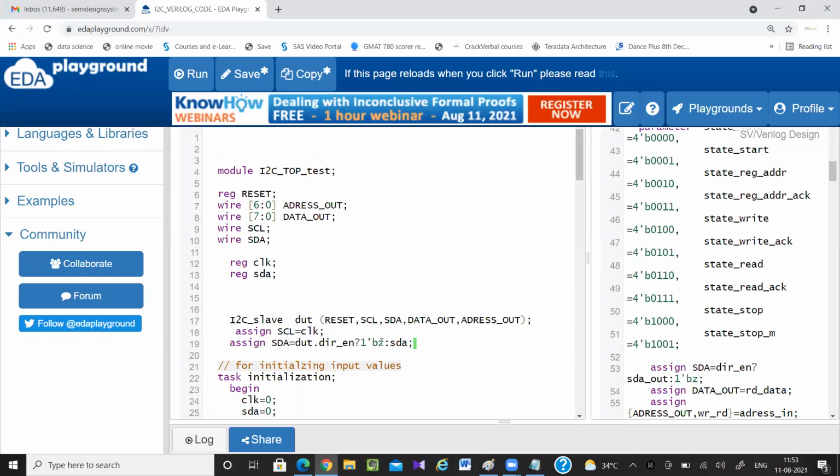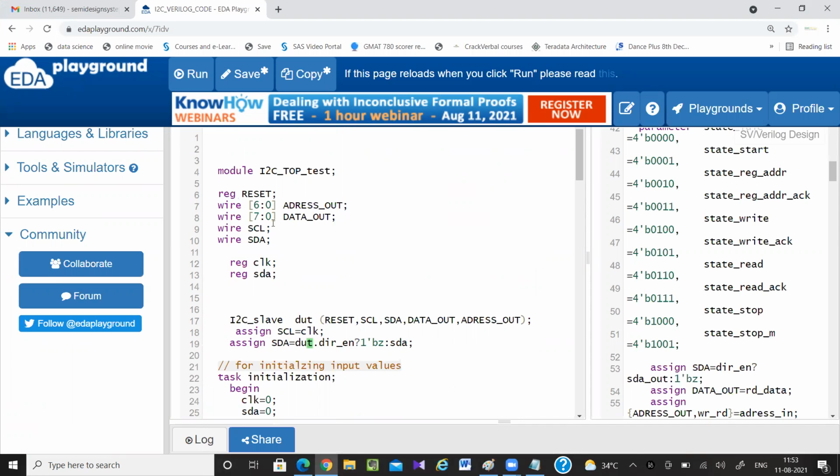This duty dot direction enable means I am directly taking the values from the DUT direction enable, because this decides whether the transfer is from master to slave or slave to master.